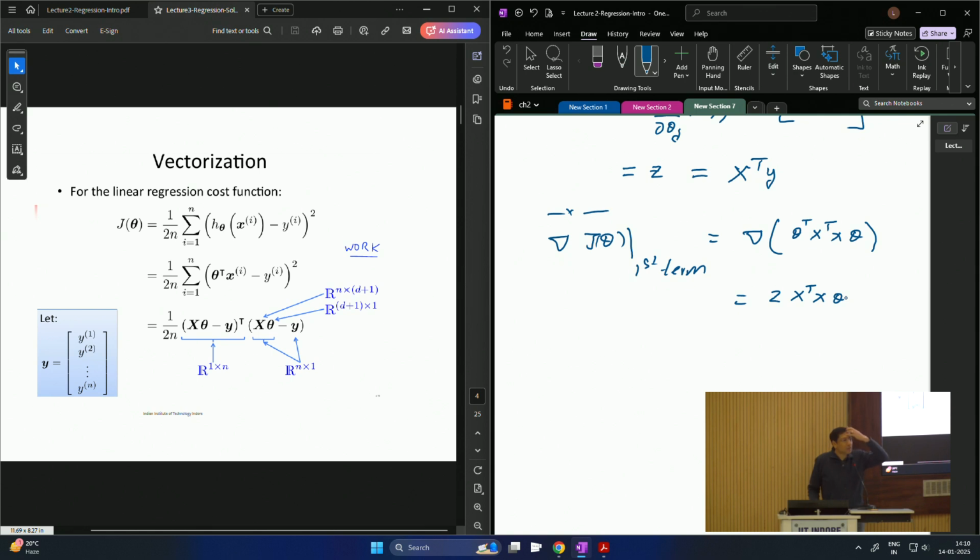X transpose x becomes 1. What's the dimension of x? N cross d plus 1. X transpose becomes d plus 1 cross n, times x, n cross d plus 1. It's a d plus 1 cross d plus 1 matrix.